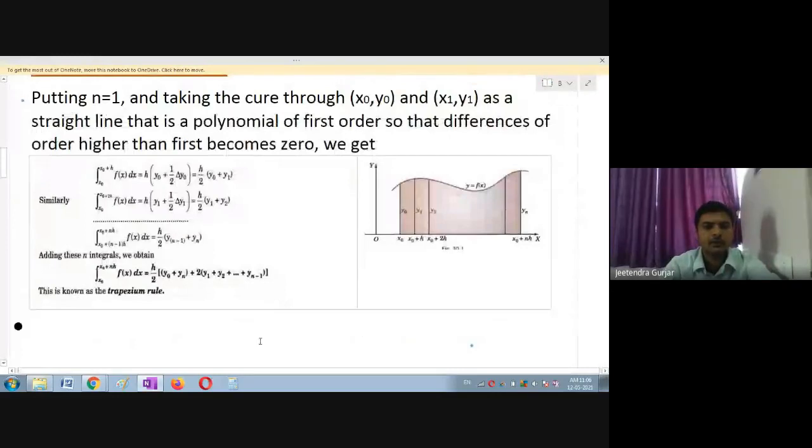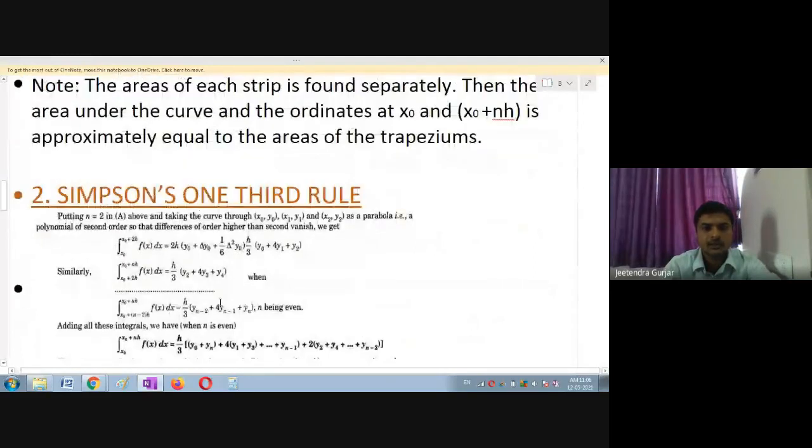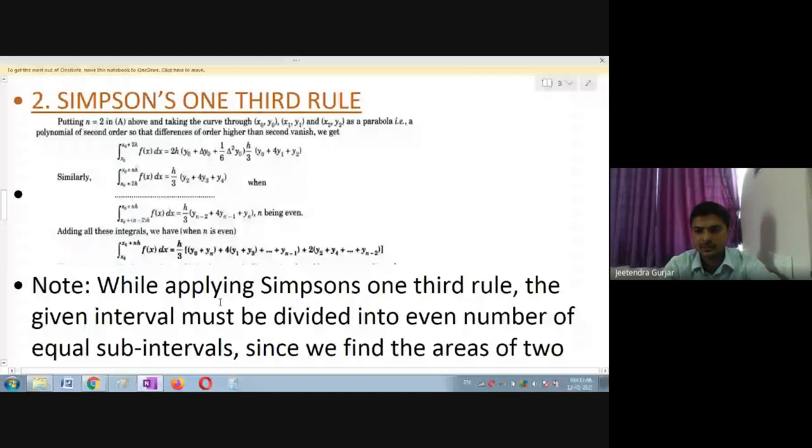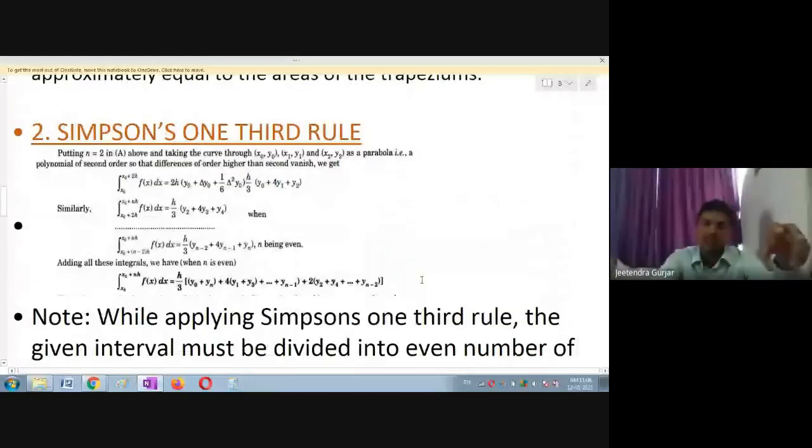Next, I will go to the next rule, that is Simpson's 1/3 rule. Here I am going to take again the same area under the curve y is equal to f of x. Now every time I'm going to take two strips. First I will take two strips. Next I will add another two strips, and it will become 4, and again I will add two strips, and it will become 6. Like this, every time I take two strips and add continuously.